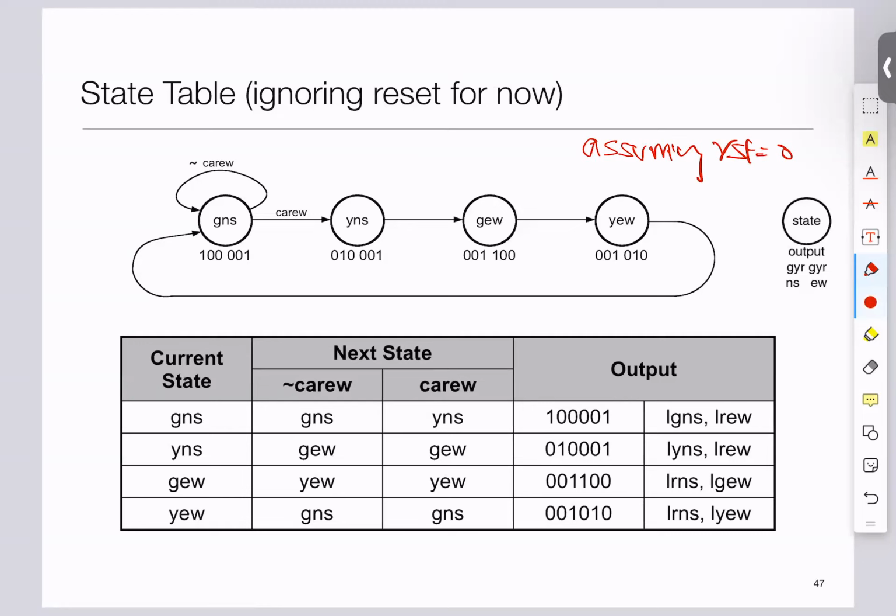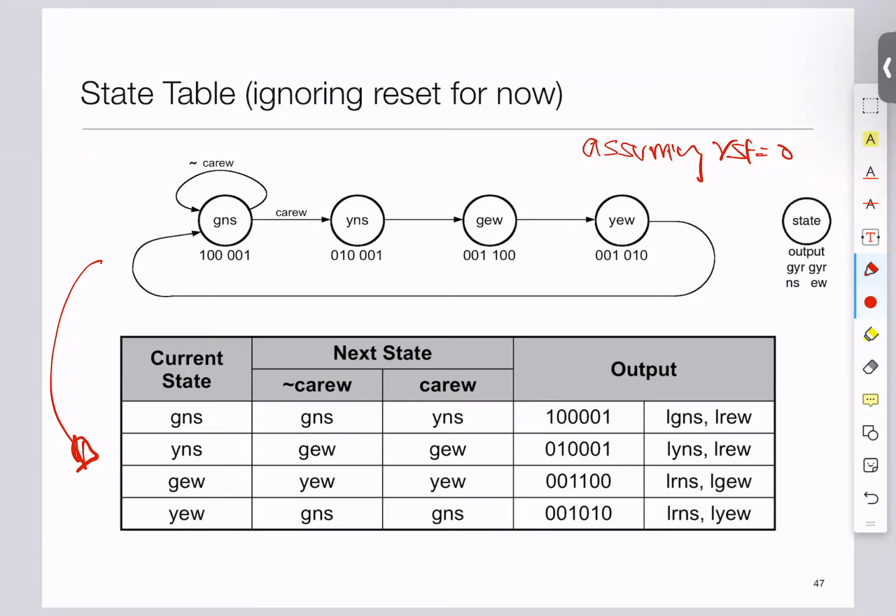So now faced with this, from this diagram, we can first create this kind of a table. So this table is basically capturing the 2 functions that we care about: the next state function and the output function.